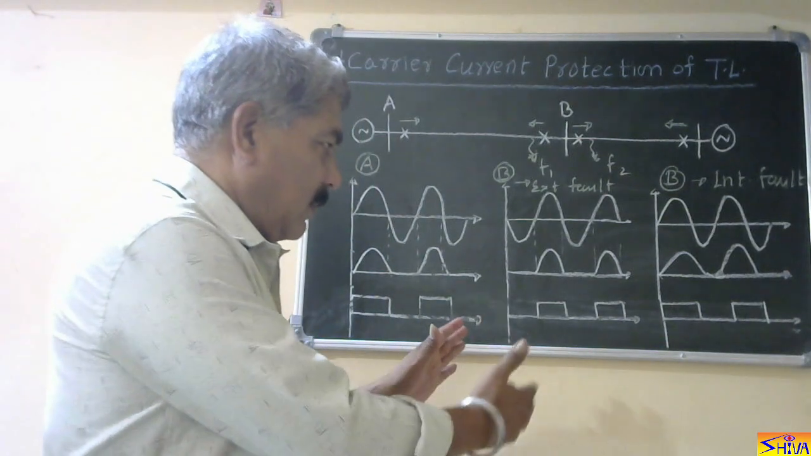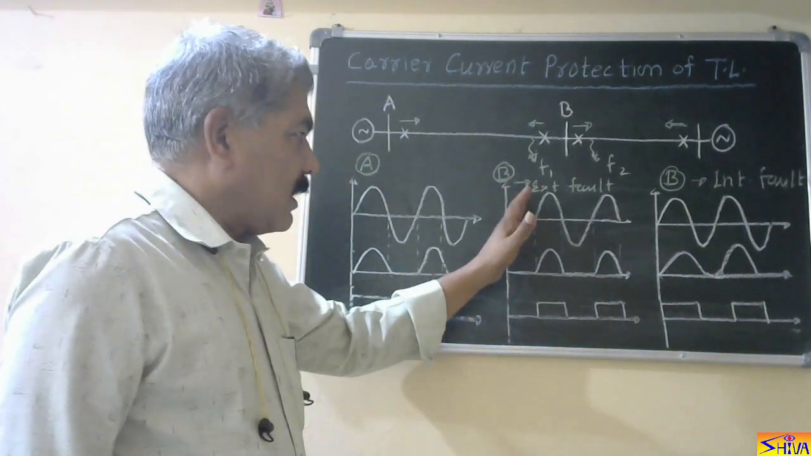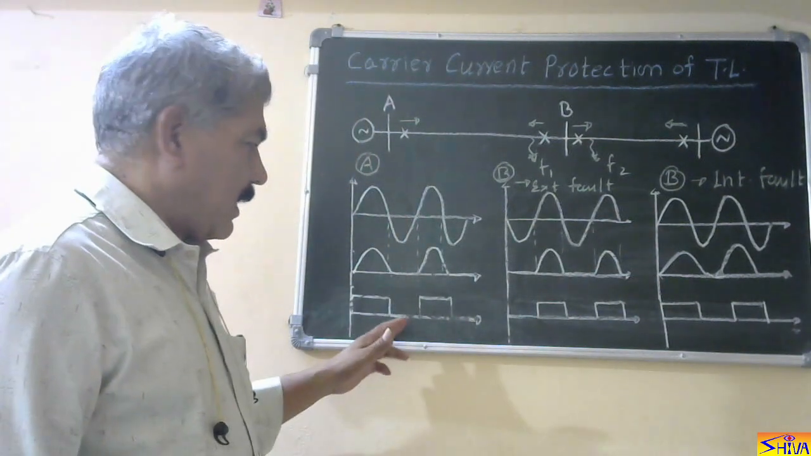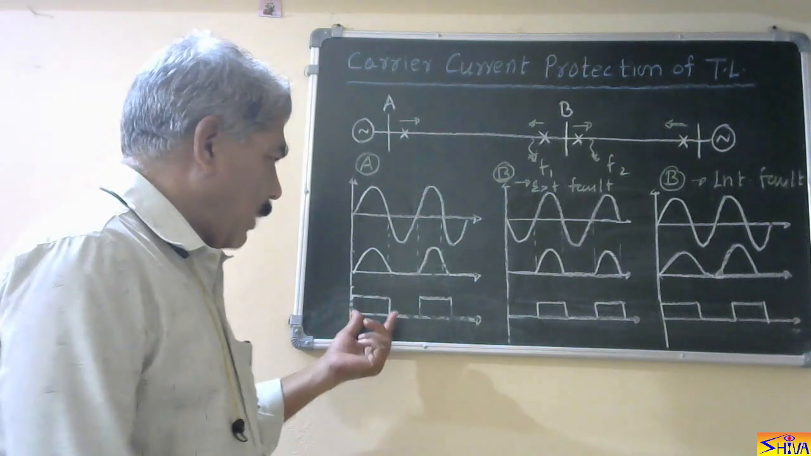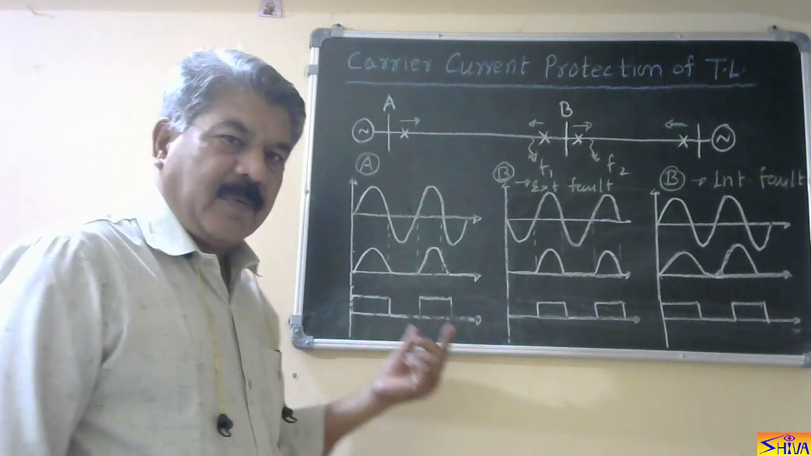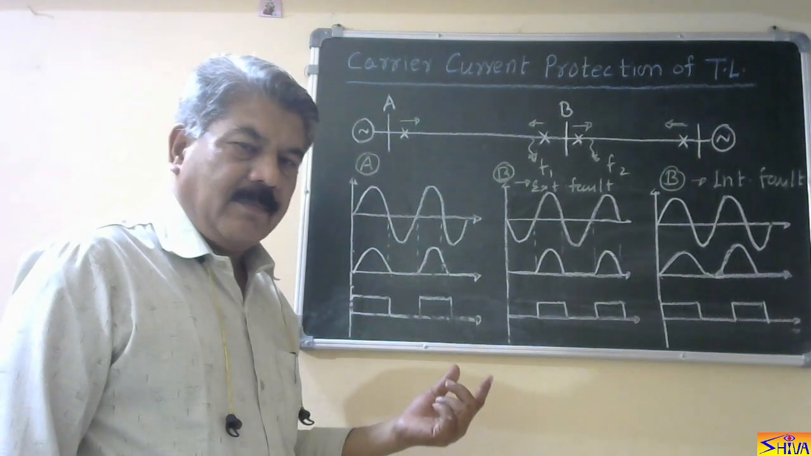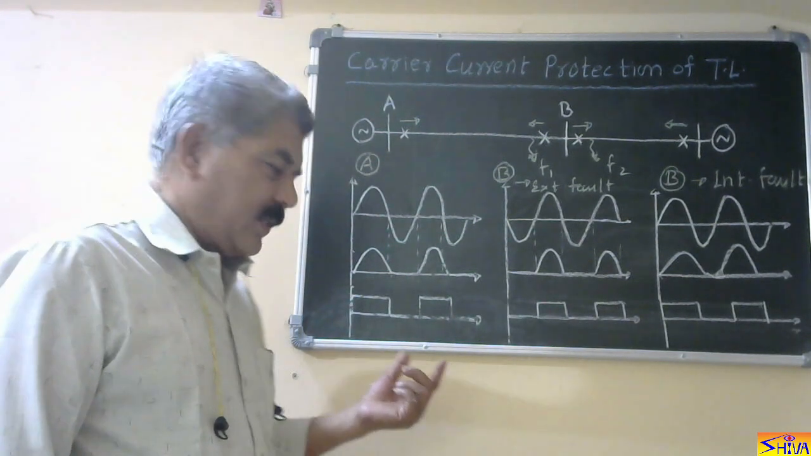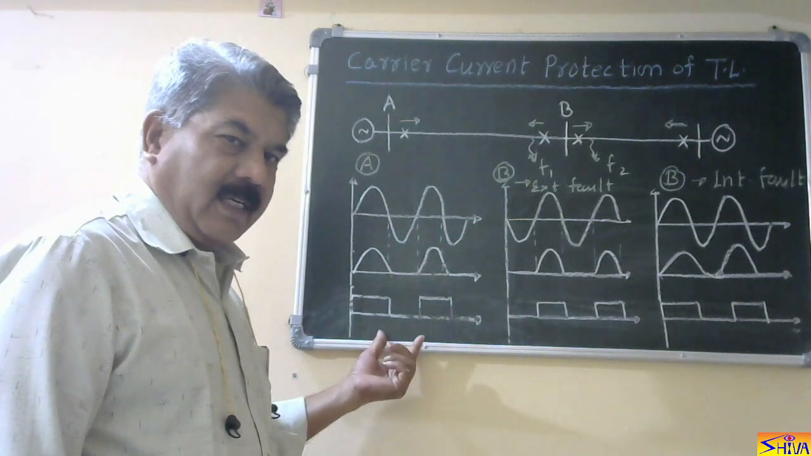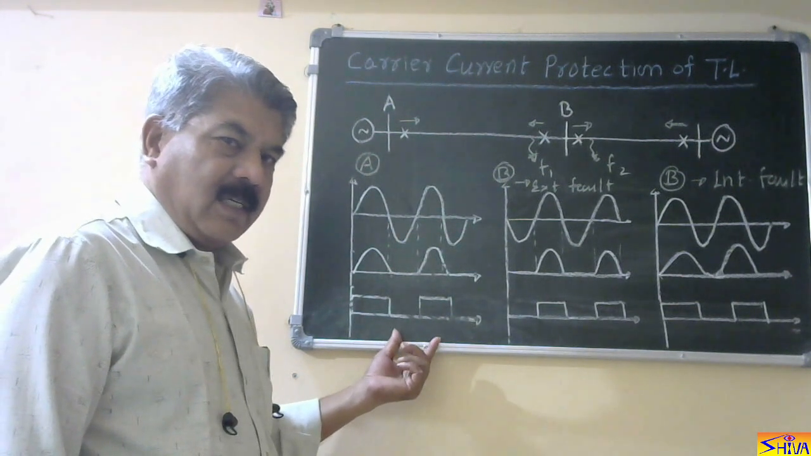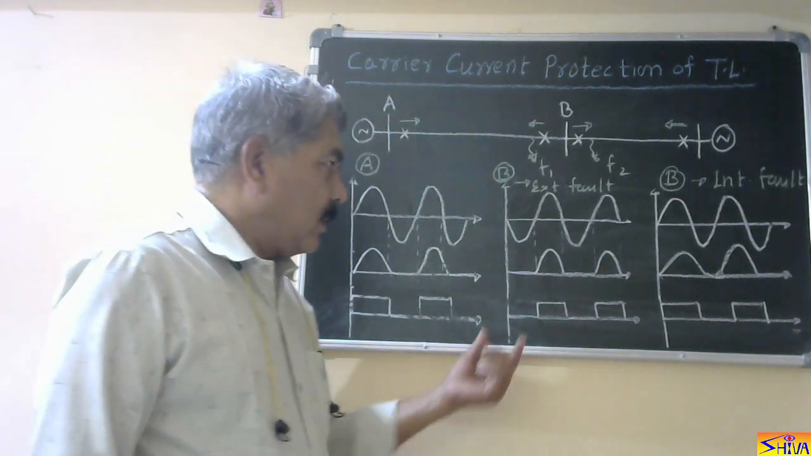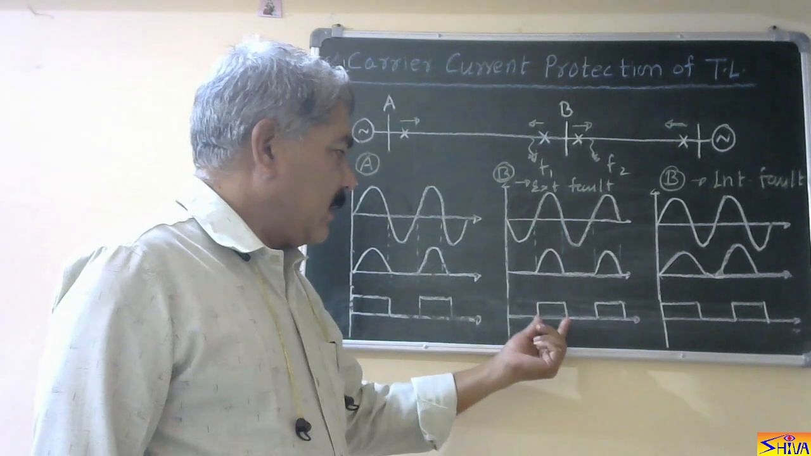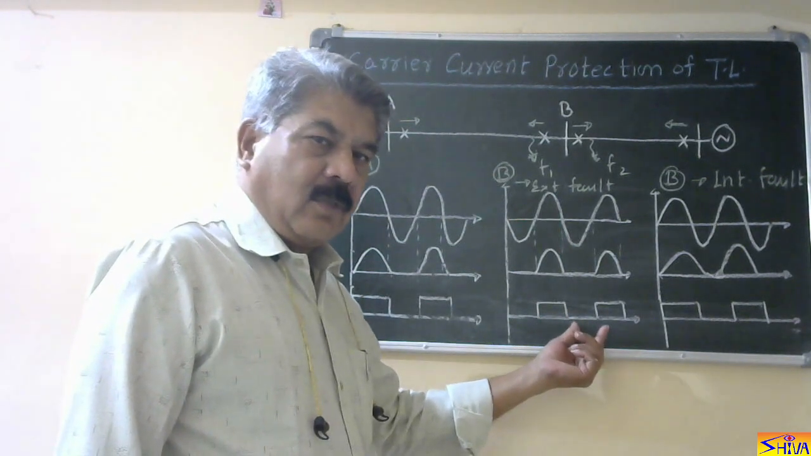Now consider the signals for external fault as well as internal fault with respect to the rectified signal at end A. So at end A, irrespective of the fault condition, whether it is internal fault, external fault or normal condition, the signal is present from 0 to 180 degree and from 180 degree to 360 degree the signal is not present. Now under normal condition and external fault at end B, the signal is present from 180 degree to 360 degree.